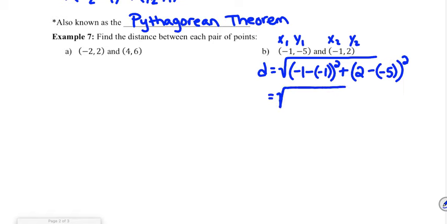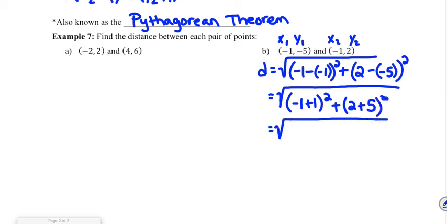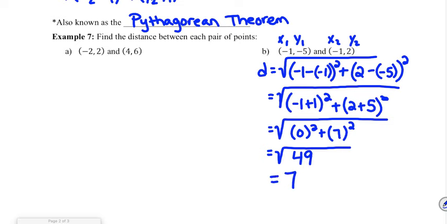Simplifying this, this is going to give me negative 1 plus 1, 2 plus 5. Negative 1 plus 1 is just 0, 7. 0 squared is 0, so I just get 7 squared, which is 49. Square root of 49 is 7. So I know the distance between those 2 points is 7. And again, we'll come back and do that first example together.